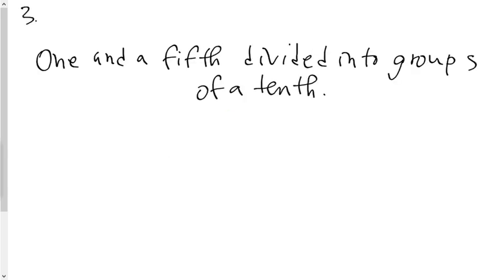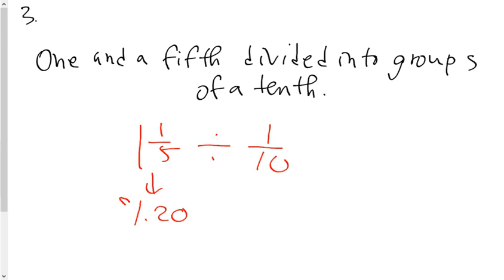Question 3, 1 1/5, so 1 1/5, divided into groups of 1/10. So that is what the question would look like. And if you did it without calculating it as an algorithm, what we wanted you to do back in grade 8 is be able to estimate this without actually using an algorithm. So if I think about money, 1 1/5 dollars would be $1.20. Divided into piles of, and then 1/10 of a dollar is 10 cents.